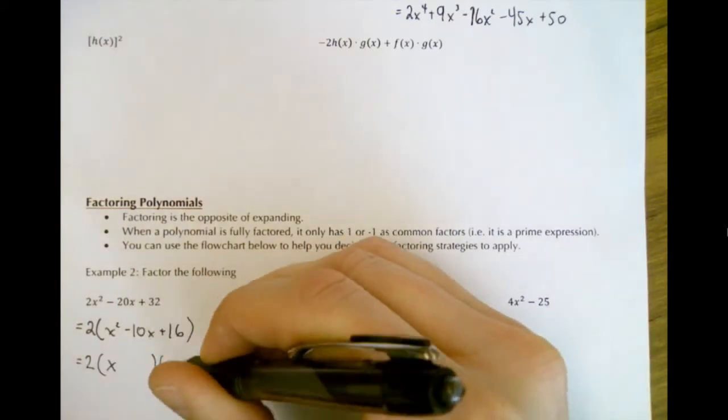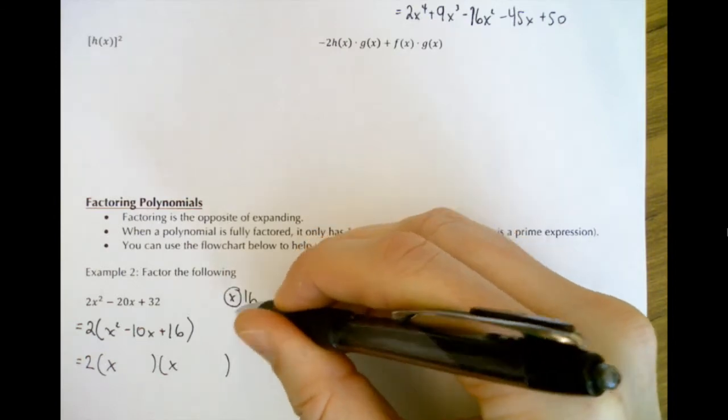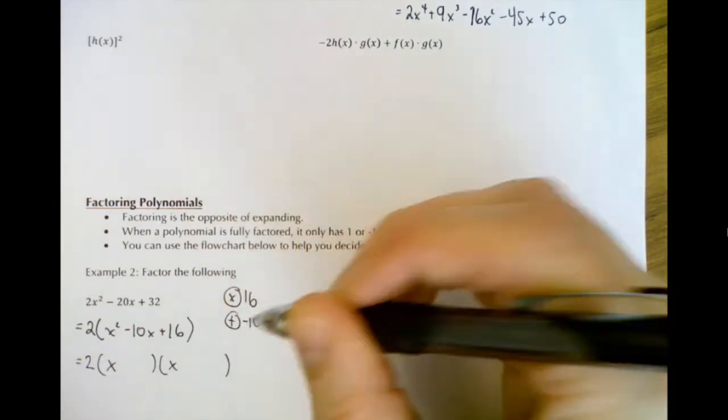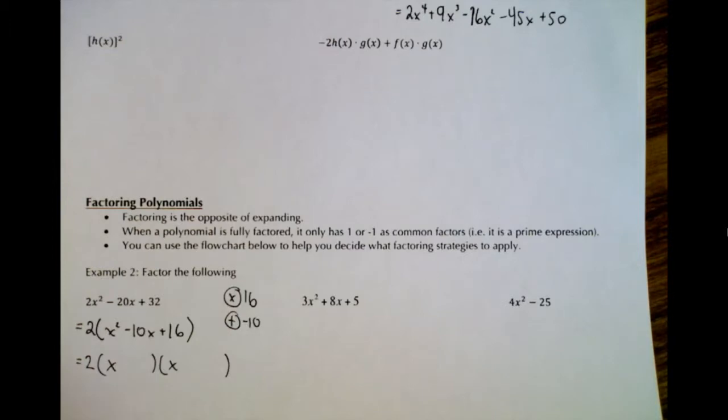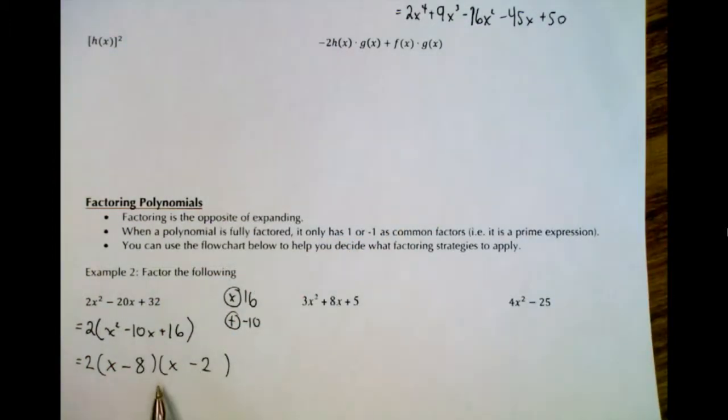x will be at the beginning of both brackets, and we're looking for numbers that multiply to 16 and add to -10. And the two numbers that do that are -8 and -2. And this would be our final factored form.